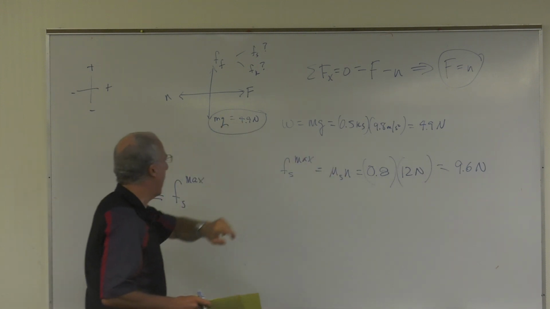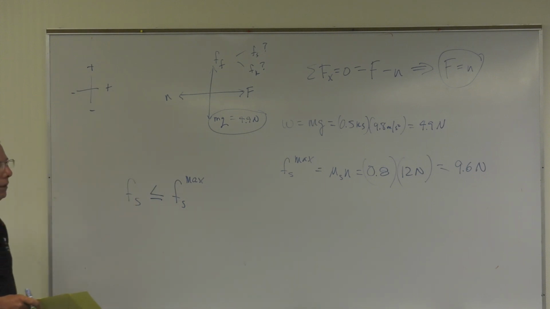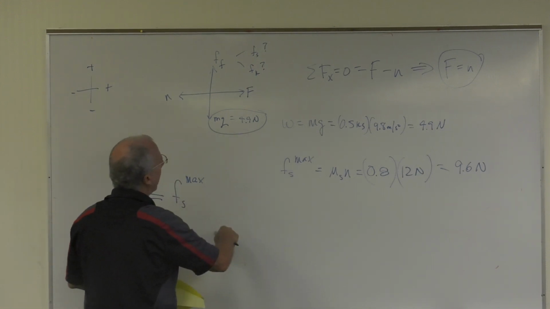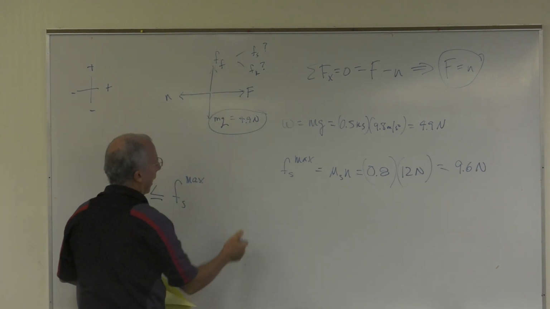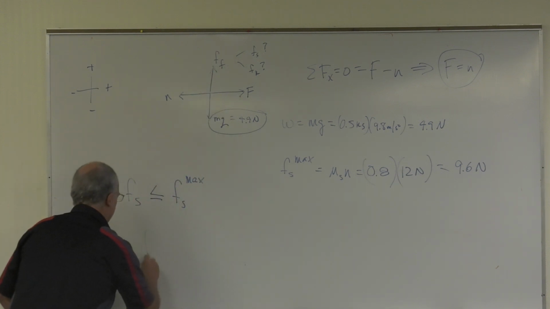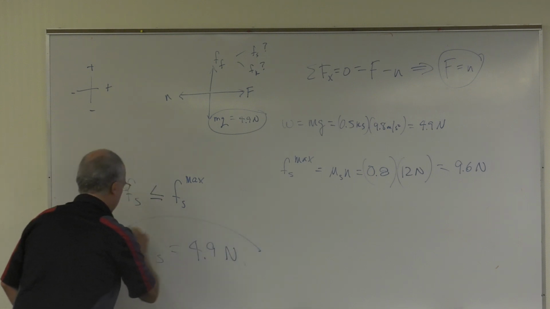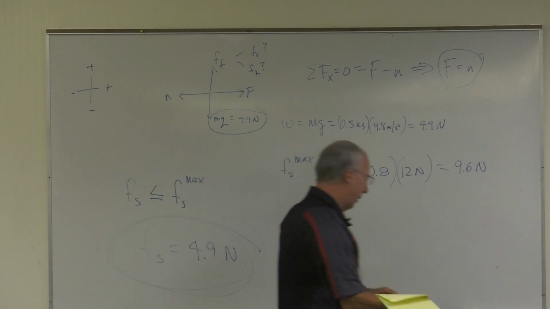Okay, so Fs max is 9.6. The weight is 4.9. So what's the static frictional force? Well, figure it out. It has to be 4.9, right? Because this is not accelerating. If this is 4.9, that has to be 4.9. So the answer is Fs is 4.9 newtons. Now, is that an awesome problem or what?